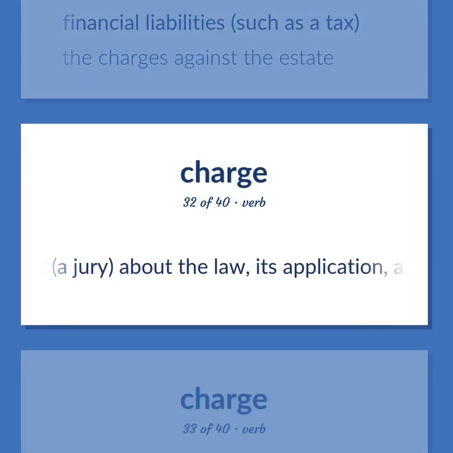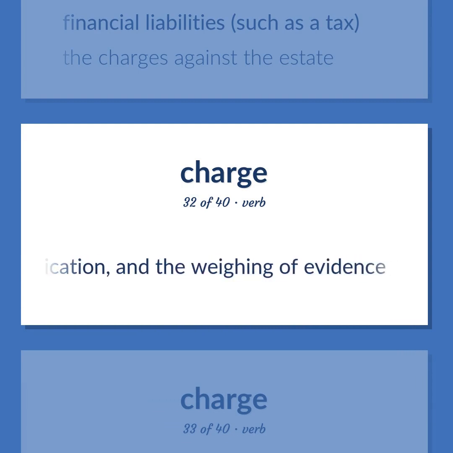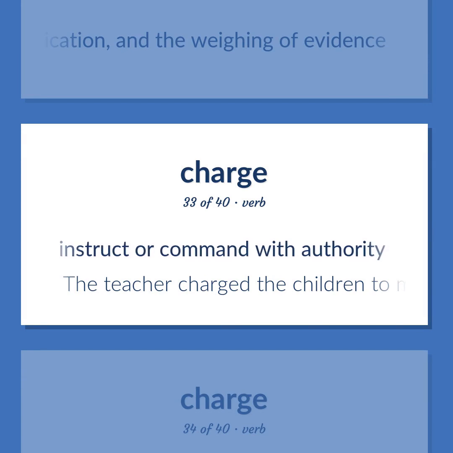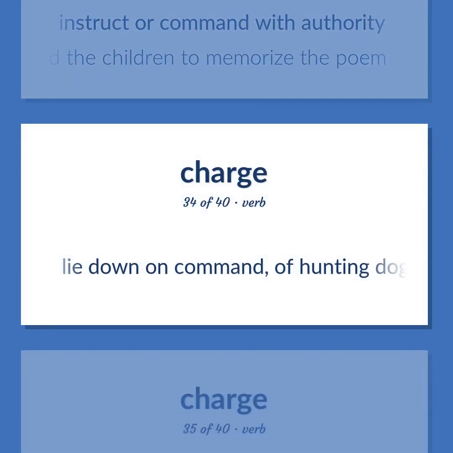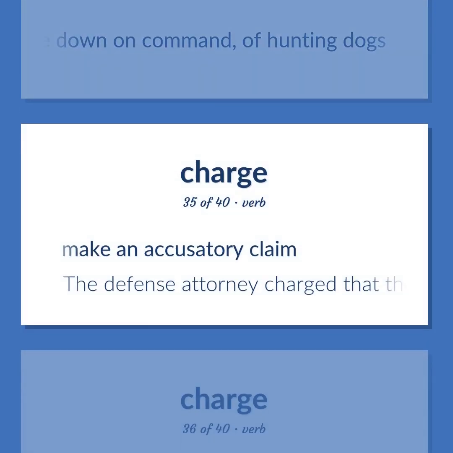Instruct a jury about the law, its application, and the weighing of evidence. Instruct or command with authority. The teacher charged the children to memorize the poem. Lie down on command, of hunting dogs. Make an accusatory claim. The defense attorney charged that the jurors were biased.